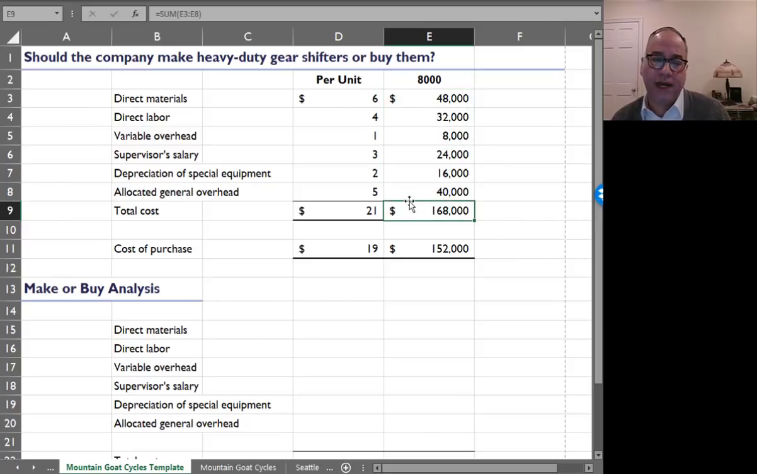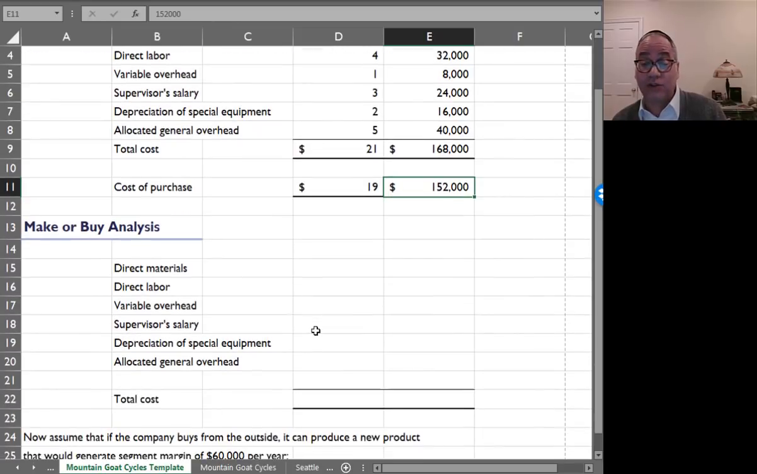And they're talking to a manufacturer who's willing to sell them heavy duty gear shifters for $19. So this looks pretty appealing because right now they cost $21 to make, and they could buy them from the outside for only $19 and save potentially $168 minus $152. They could save $16,000 doing that.